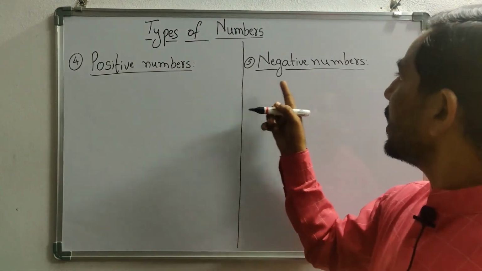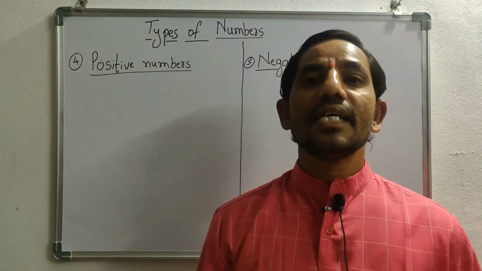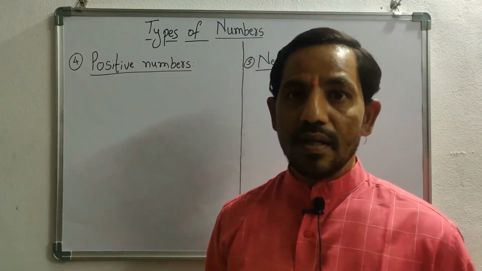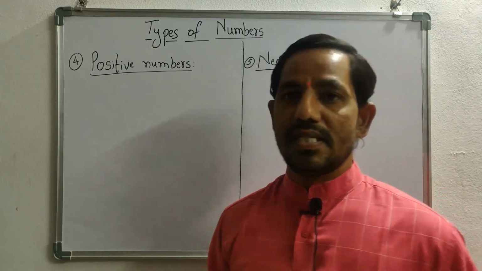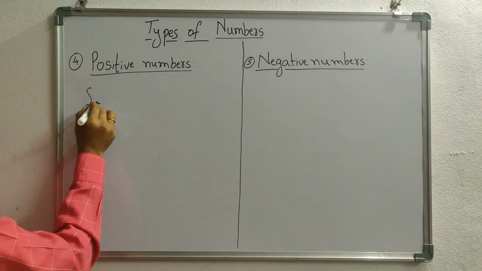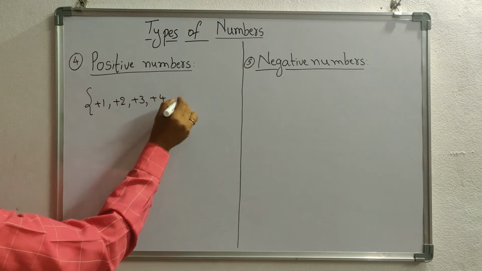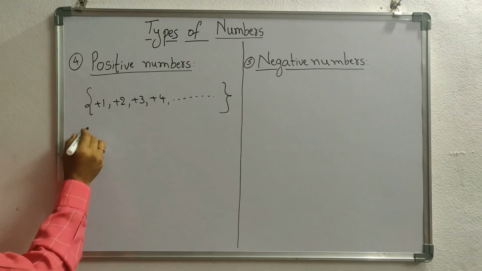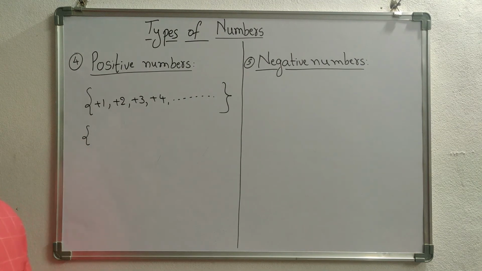Next, the fourth one, positive numbers. Next, the fifth one, negative numbers. Positive numbers means integers with plus symbols. Here I will write +1, +2, +3, +4, and so on. These are all called positive numbers. Sometimes they are called natural numbers. All positive numbers are called natural numbers.